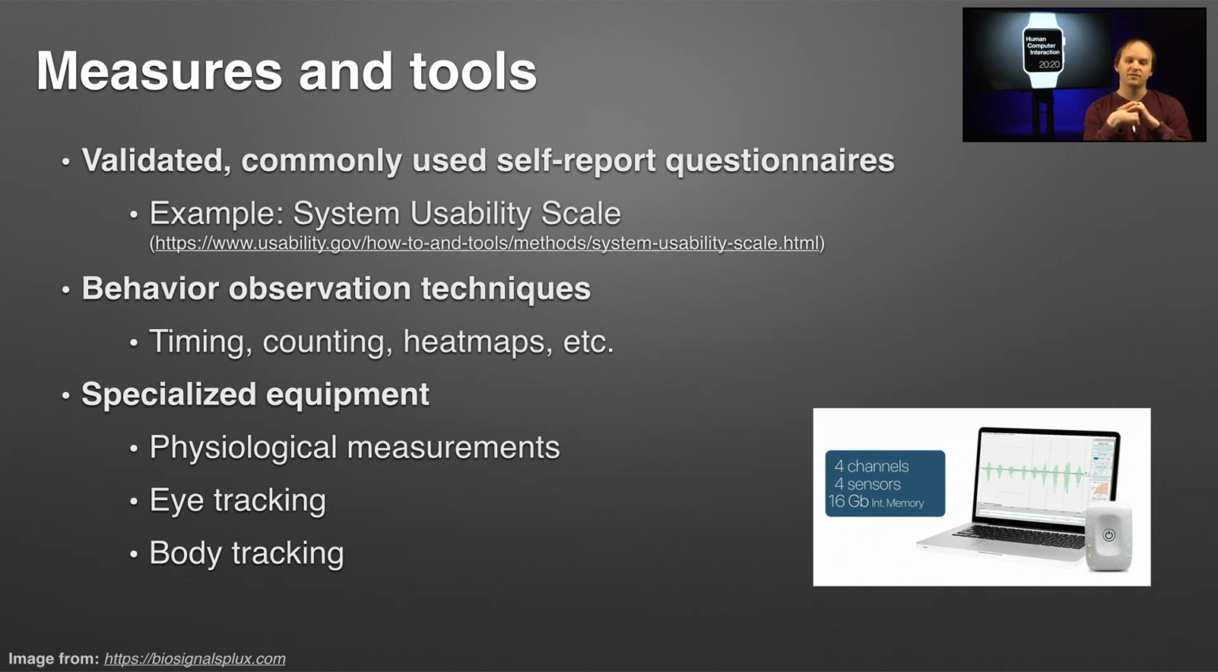When we talk about behavior observation, we've spoken a lot about timing different operations, or counting things, or doing heat maps, that kind of thing. With that, sometimes you need a little extra hardware. If you want to track where someone is looking with their eyes, you need the right camera system to do that. Sometimes you might want certain sensors to sense when someone moves from one area to another. And when you do physiological measurement, obviously you need specialized equipment.